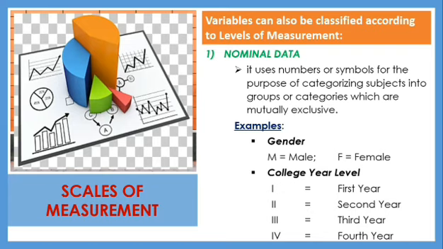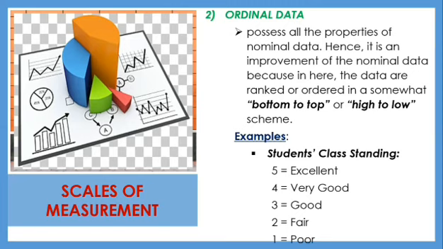On the other hand, we have ordinal data. Ordinal data possess all the properties of nominal data, and therefore, it is an improvement of the nominal data, because in here, the data are ranked or ordered in somewhat bottom to up or high to low schemes. Again, in ordinal data, the keyword that we should always remember is to order. So it's either bottom to up or high to low. Examples: students' class standing. So there is an order, from a point scale of 1 to 5, where 5 is the highest and 1 is the lowest. So in this case, 5 is excellent, 4 is very good, 3 is good, 2 is fair, and 1 is poor. So we are just simply ordering our data.